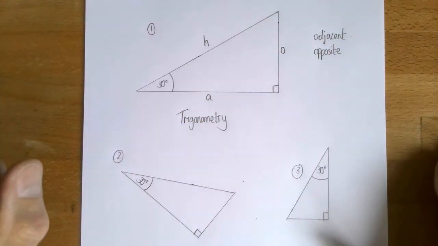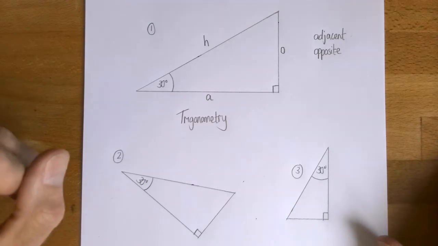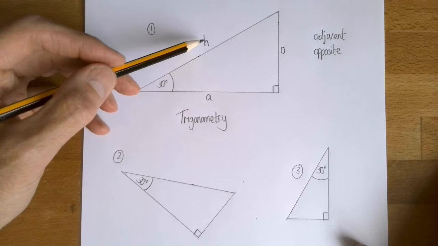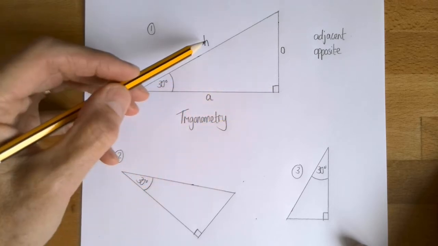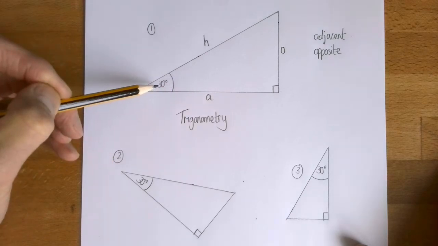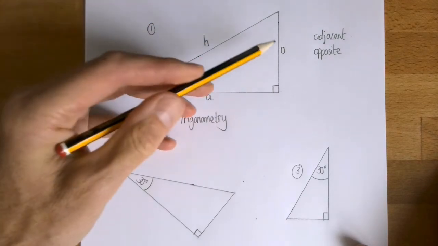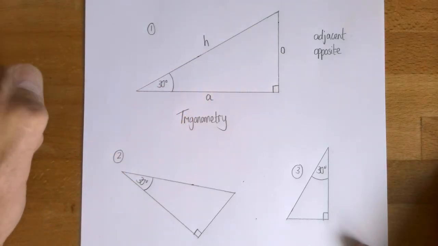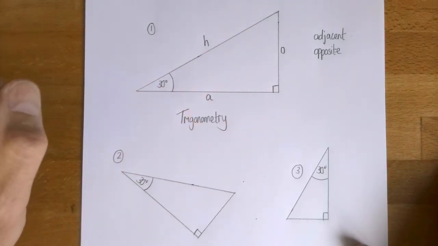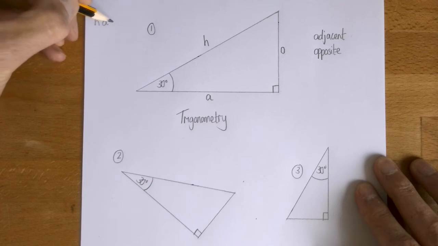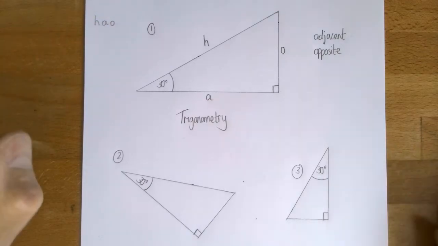So we've now got ways of labelling the three sides of a right angle triangle. We've got the hypotenuse, which is always the longest side, the side opposite the right angle. Adjacent, which is the other side touching the angle we're talking about. And opposite, which is the side opposite the angle. And we always want to label them in that order. Identify the hypotenuse, then the adjacent, then the opposite.